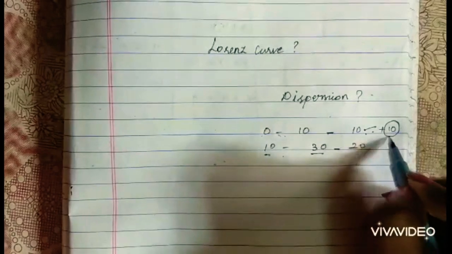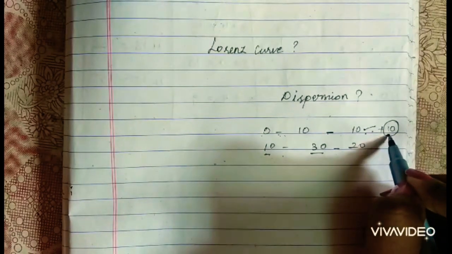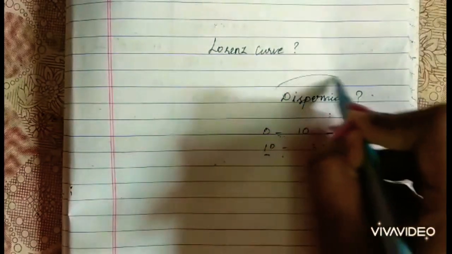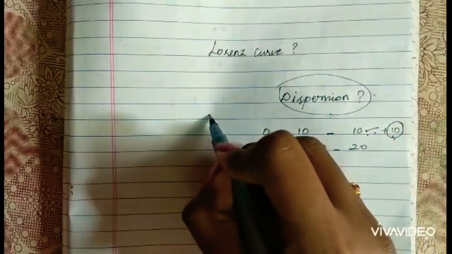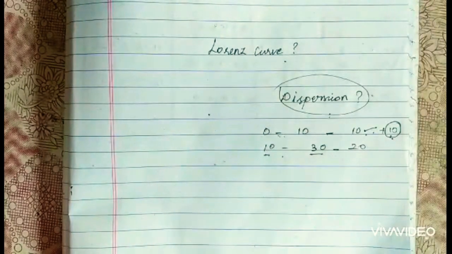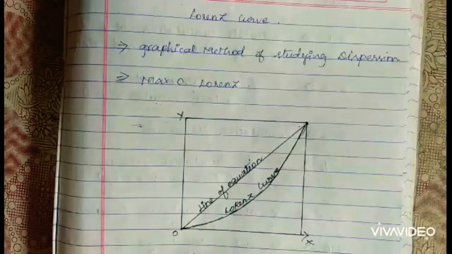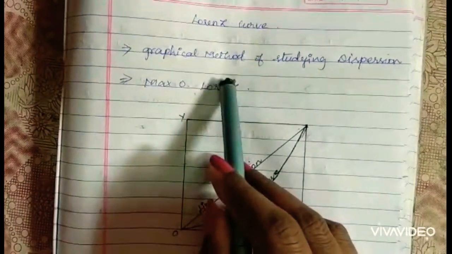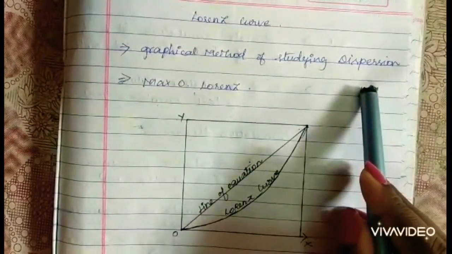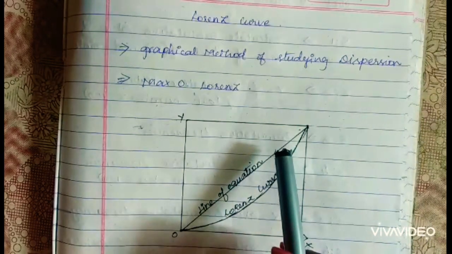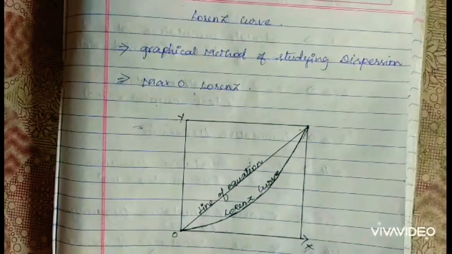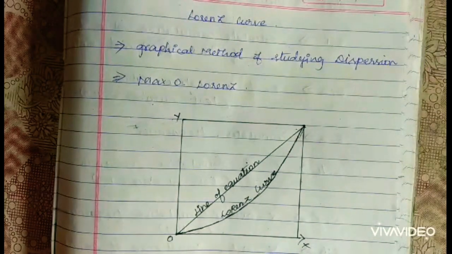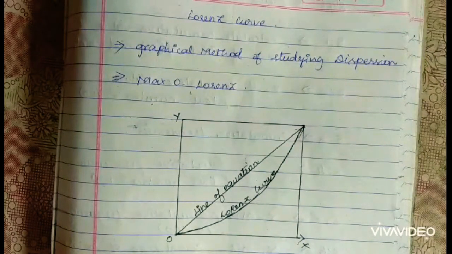In order to find this 10 units, we use the dispersion method. Explaining this dispersion method in a graphical way, we call it a Lorentz curve. Got it? Lorentz curve is a graphical method of studying dispersion. Who found this Lorentz curve? It is Max O. Lorentz. He is one of the greatest statisticians. He found the Lorentz curve.